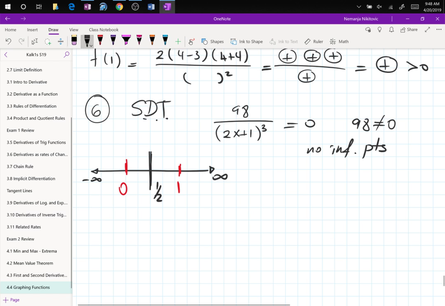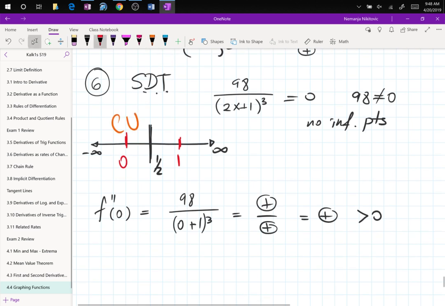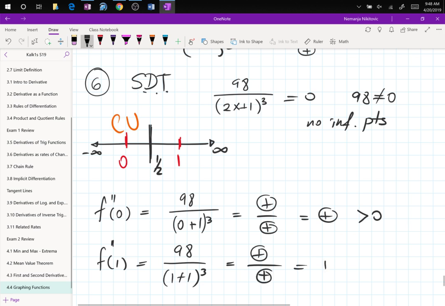So now what do I have? Second derivative computed at 0. That's 98 divided by (0 plus 1) cubed. That's positive divided by a positive, which is a positive, which is larger than 0, which is concave up. Second derivative computed at 1 is going to be 98 over (1 plus 1) cubed, which is again positive divided by a positive, equal to a positive, larger than 0, which is concave up.